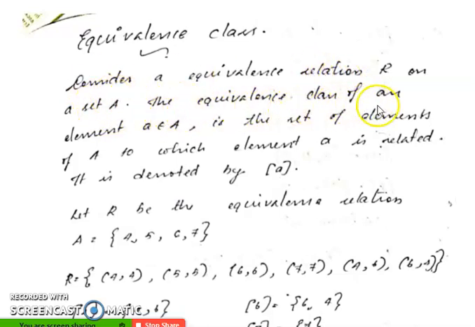The equivalence class of an element a in capital A is the set of elements of A to which element a is related. I'll repeat. The equivalence class of an element small a, element of capital A, is the set of elements of capital A to which element a is related. It is denoted by this symbol: equivalence class [a] within square brackets.